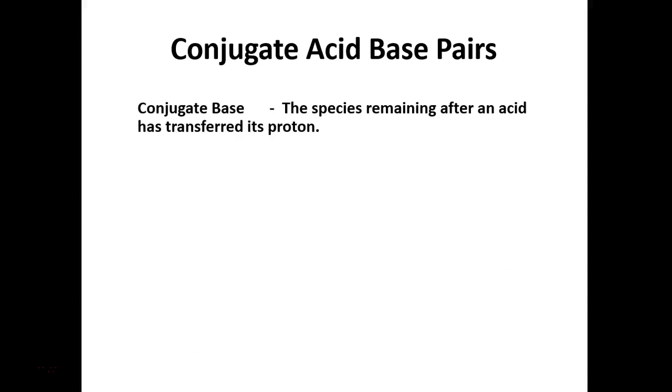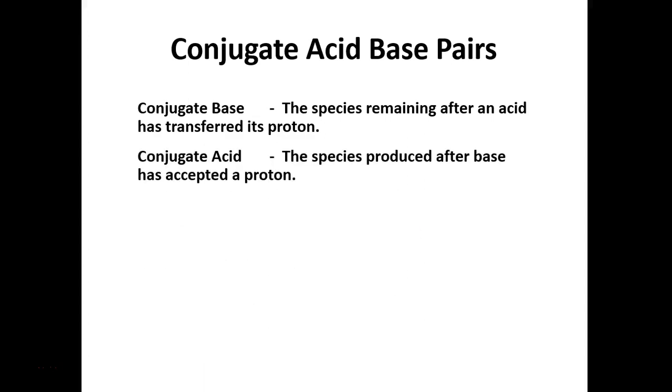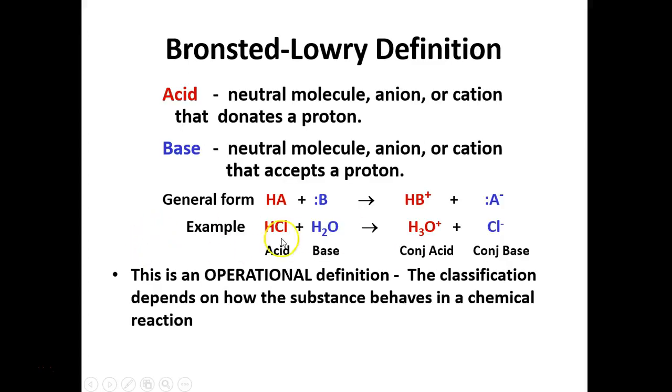Okay, so what is a conjugate acid or base? A conjugate base is the species remaining after the acid has transferred its proton. And the conjugate acid is the species produced after the base has accepted a proton. So if we look at this example here, we see that the conjugate base to HCl is chloride, Cl-, right? So the conjugate base is what remains after HCl has lost its proton. And the conjugate acid to the base water is what remains after the base has gained its proton, so it becomes H3O+.